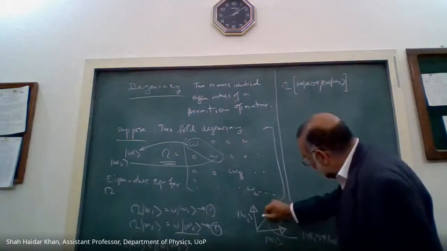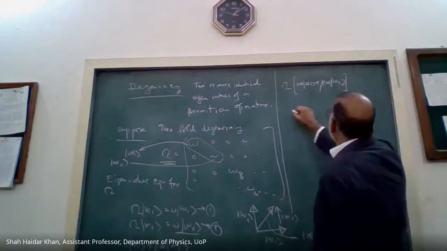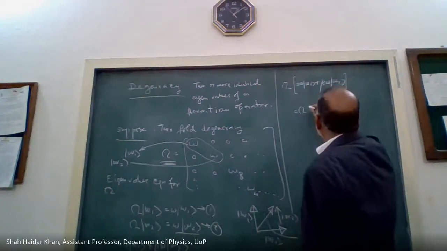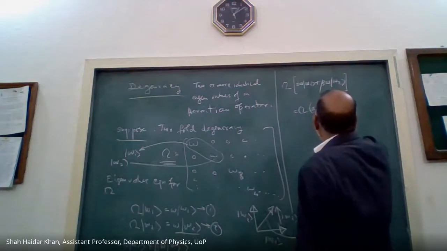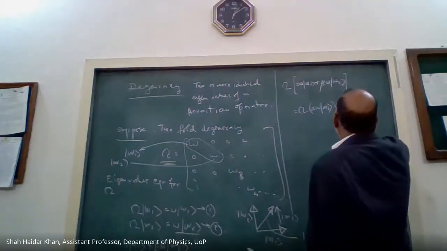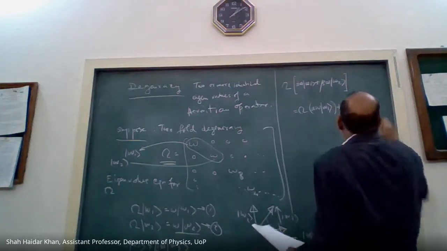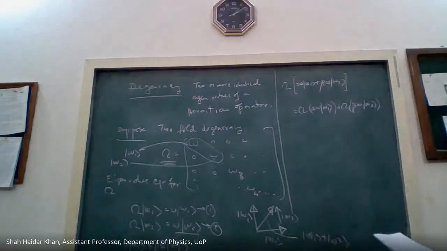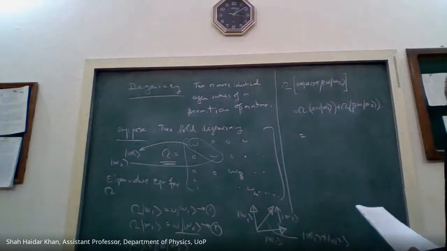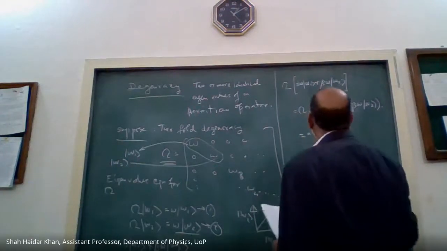We apply it on this, and we check whether we get an eigenvector or not. So it will be like this: omega acting on alpha omega 1 plus beta omega 2. These are constants, some scalar constants, so we write them outside.